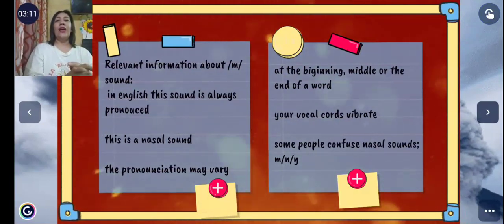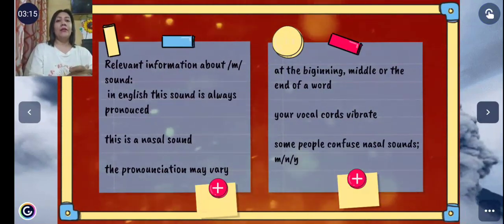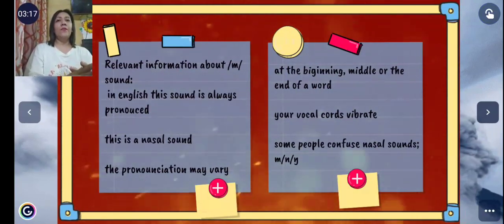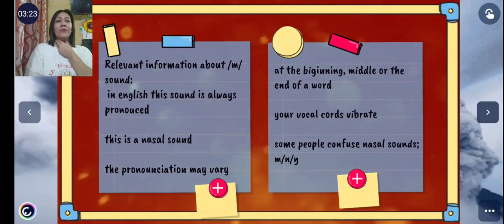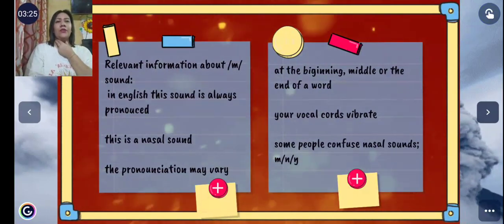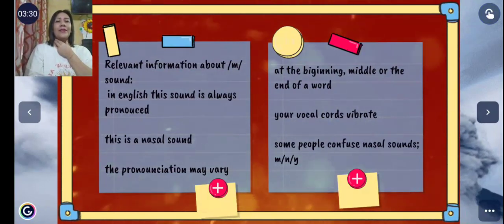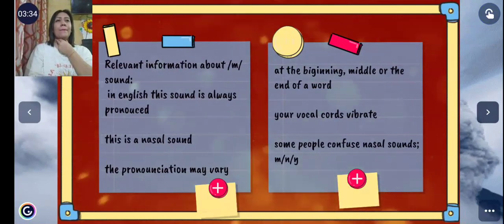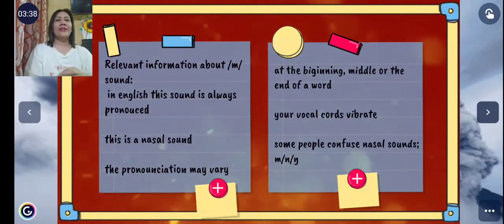Then we have that our vocal cords vibrate when we make the sound. So if you put your fingers on your throat, you will feel the vibration. For example, like this. So let's do it together. So you see, there is vibration in our throats.